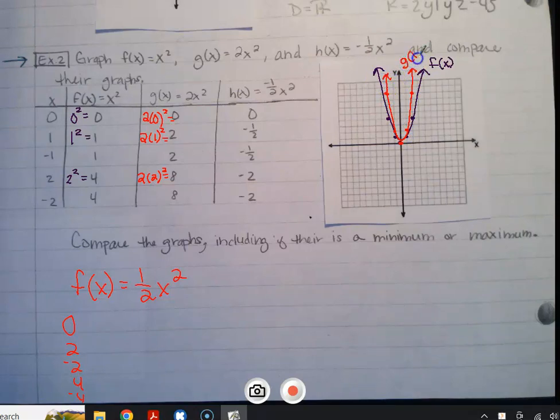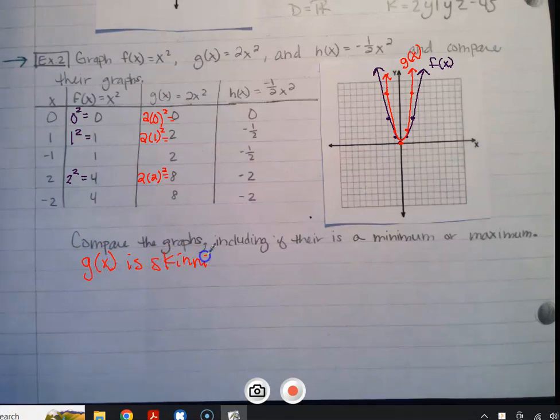Okay, so this is my g of x graph. It says compare the graphs including their minimum or maximum. So we could start there and compare the g of x. What can you say about the g of x to the f of x? G of x is skinnier than f of x.